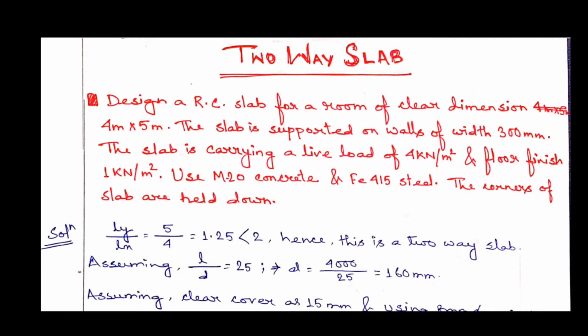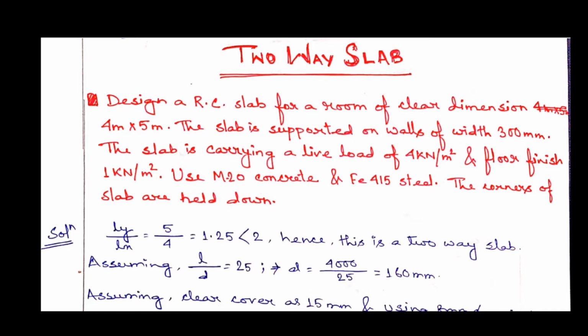As per IS 456-2000 consideration, we know if the ratio of longer span to shorter span is less than 2, then we have to design the slab as two-way slab, as I have discussed in the previous video. So in this video, I am going to design a two-way slab directly. So let's read out the problem first.